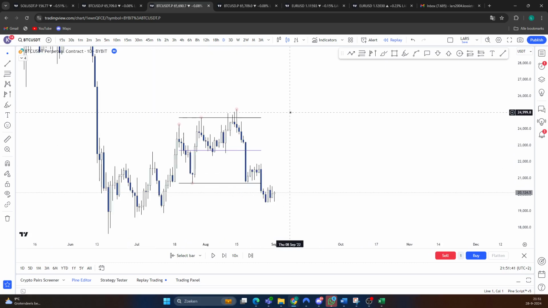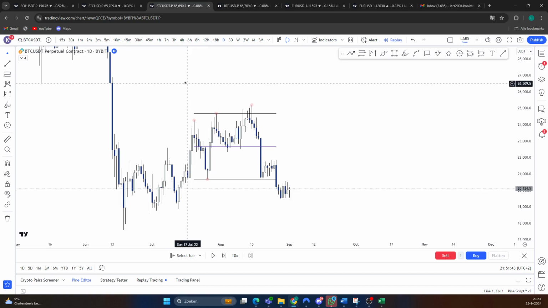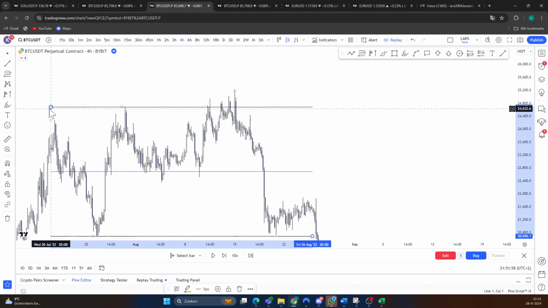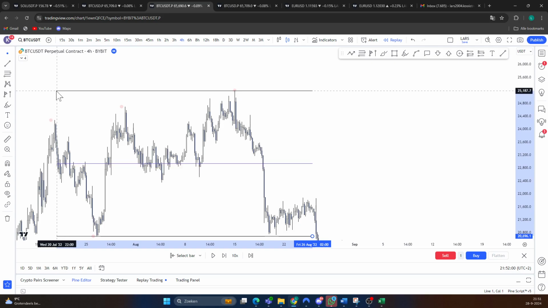Boom. High time frame distribution schematic, okay? And from a macro standpoint, we were expecting a lower high. So it's the context, the high time frames and the mid time frames are already aligning. Now we're going to zoom in. I'm going to extend this to this range high.